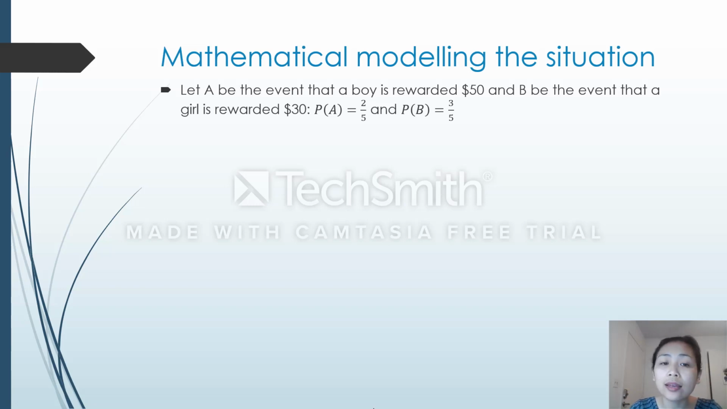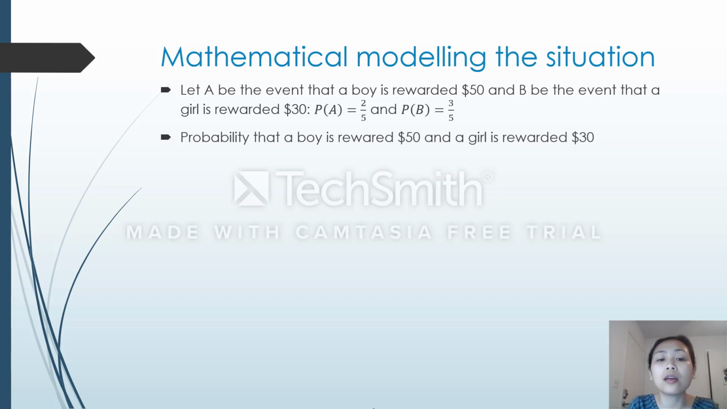So the event A is a boy is rewarded $50. So the probability of A is just choosing a boy out of a group of 2 boys and 3 girls. So it's 2 out of 5, 2/5. And the probability of B is 3/5 because we want to choose one girl out of the group of 3 girls and 2 boys. Now the probability that a boy is rewarded $50 and a girl is rewarded $30.